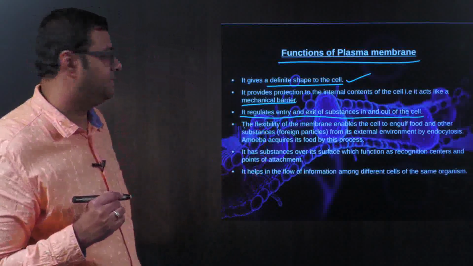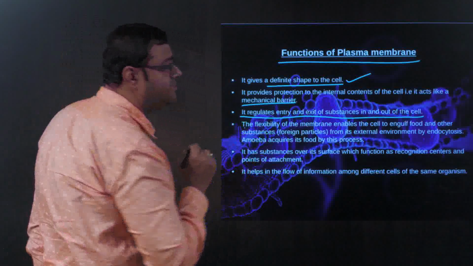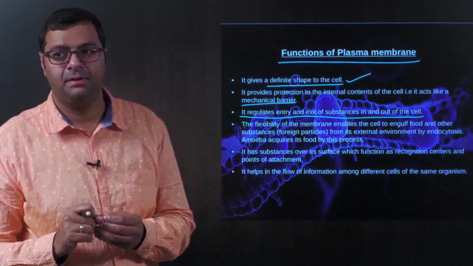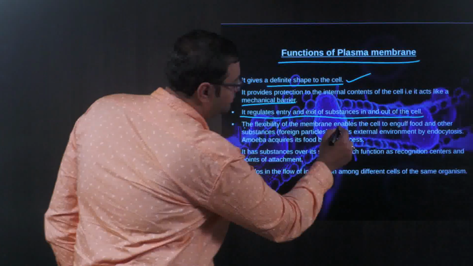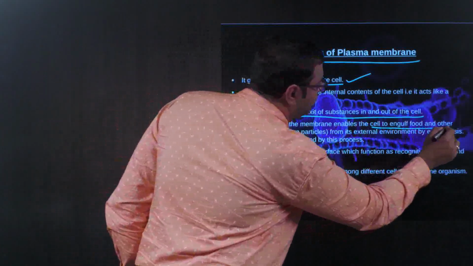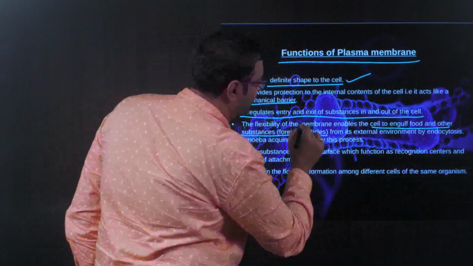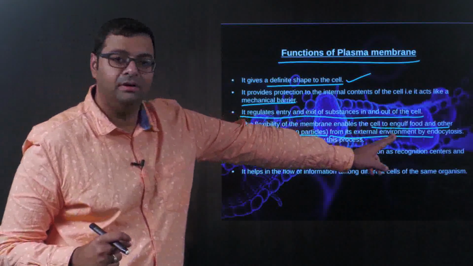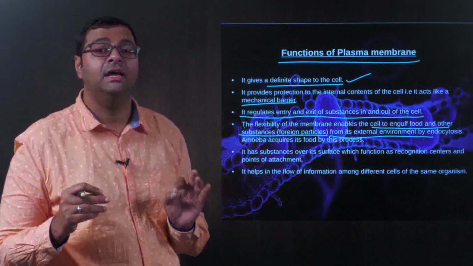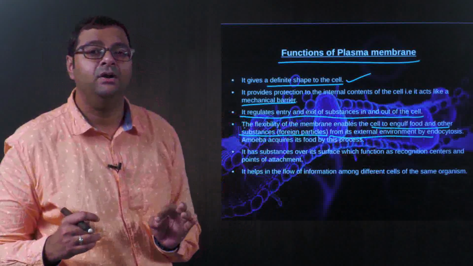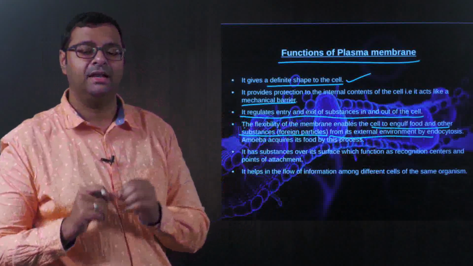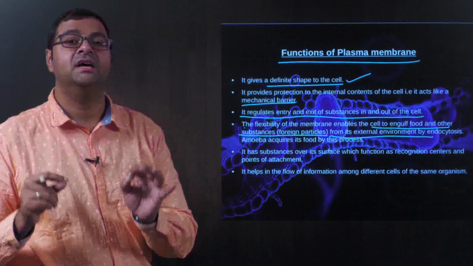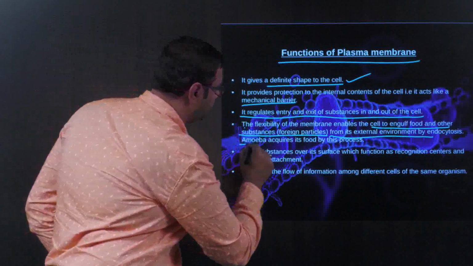The fourth function of the plasma membrane is the flexibility of the membrane. Though it is tough, the plasma membrane is flexible. The flexibility of the membrane enables the cell to engulf food and other substances, foreign particles, from its external environment. Engulfing of food is basically called endocytosis. Now this endocytosis is very well seen in this organism, amoeba.